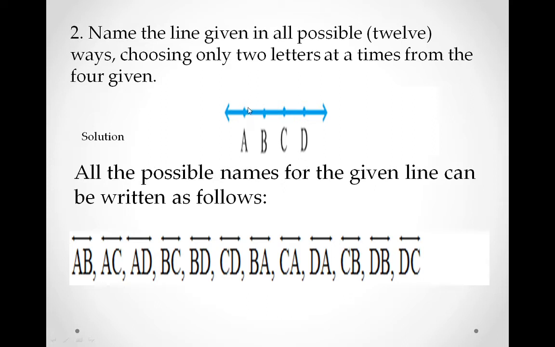First we take one point and complete the names which start from point A: line AB, line AC, line AD. Now we will take point B. We will not write BA because line AB and line BA are both the same. So we write line BC, line BD. Of course we can write BA also. Line CA, line DA, line CB, line DB, line DC also. In these ways we can write the names of lines.